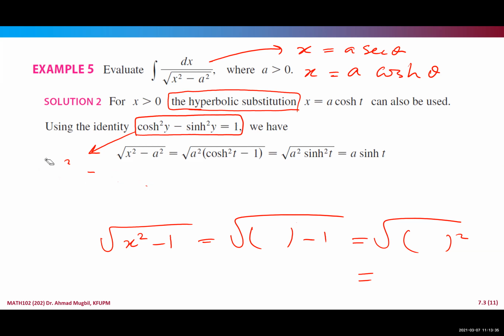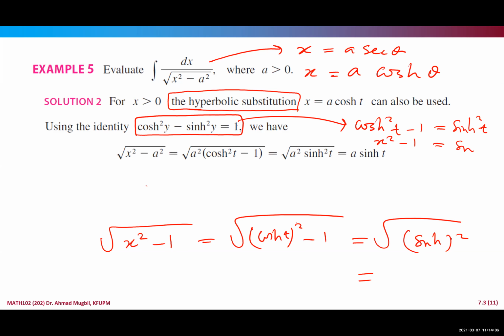So we will use the other identity. What is the other identity? It is this. Solve it for sine. What will it be? Cosine hyperbolic squared t minus 1 equals sine hyperbolic squared t. So this is x squared minus 1, if we want. So here, if we put this equal to cosine hyperbolic squared t, this will be sine hyperbolic squared t, and this will be at the end sine hyperbolic t.